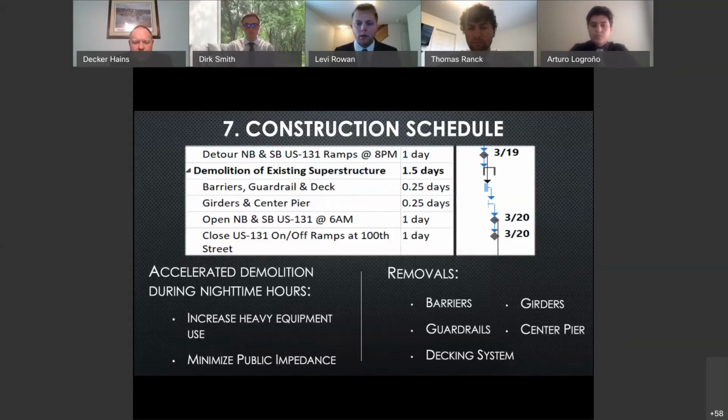Although heavy equipment use is increased, accelerated demo during nighttime hours minimizes public impedance. The accelerated superstructure removals include the barriers, guardrails, the decking system, the girders, and the center pier.